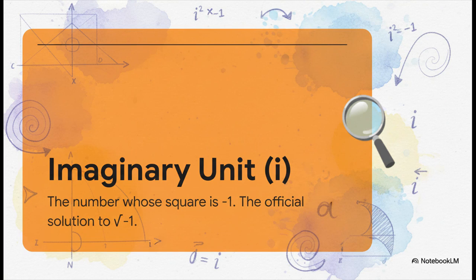So, meet i. This is the hero of our story, the imaginary unit. Mathematicians basically just invented a solution. They said, okay, let's create a number, we'll call it i, and its one special power is that when you square it, you get -1. And just like that, the impossible wasn't impossible anymore.